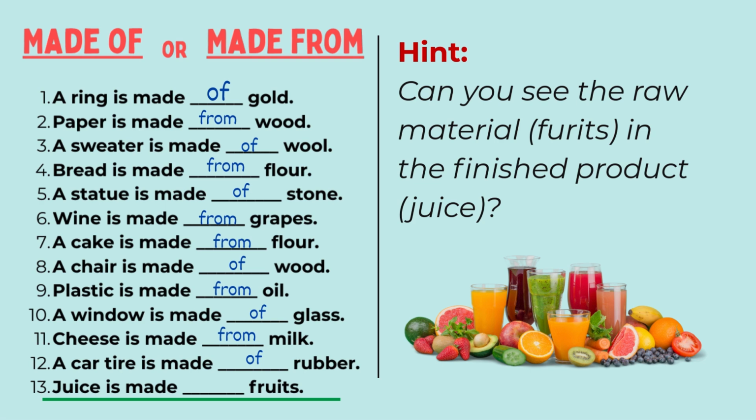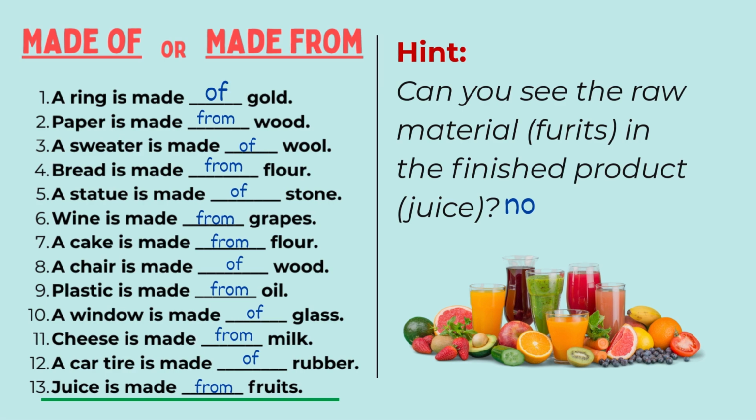Juice is made fruits. The fruits are pressed and the liquid juice is a new product that doesn't look like the original fruits. The material has been physically transformed. You cannot see the whole fruits in the finished juice.